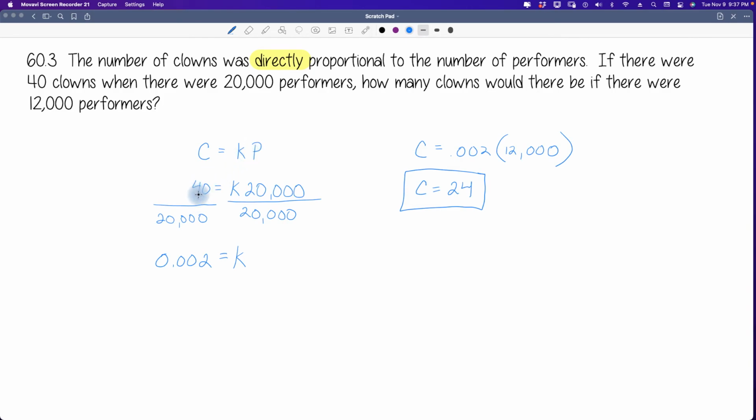If there were 40 clowns when there were 20,000 performers, how many clowns would there be if there were 12,000 performers? So we divided both sides by 20,000. We got 0.002 is our constant. That's our ratio that we're going to multiply by. So we put that in place in the new formula. We're looking for how many clowns. So we put in our constant, and then we put in the 12,000 performers that we knew we had. And we just multiplied 0.002 times 12,000, and we got 24.